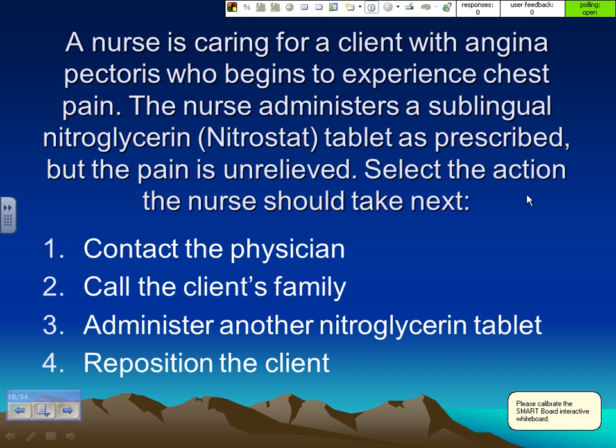So the nurse is caring for the client with angina, who begins to experience chest pain. The nurse administers a sublingual nitro as prescribed, but the pain is unrelieved. Select the action you would take next. Contact the physician, call the family, administer another nitro, reposition the client.